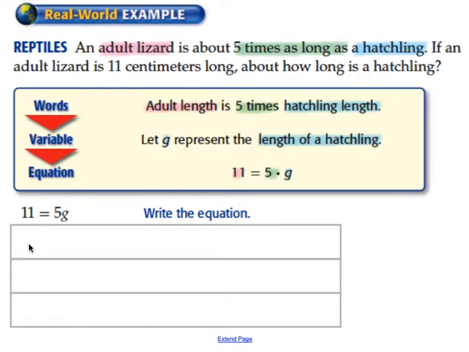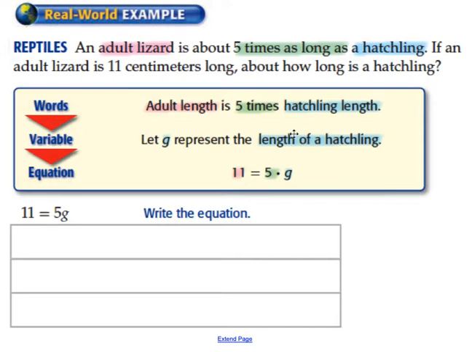Here's a real-world example with reptiles. It says an adult lizard is about 5 times as long as a hatchling. If an adult lizard is 11 centimeters long, about how long is a hatchling? Well, the adult length is going to be 11, right? They told us an adult lizard is 5 times as long as a hatchling. The adult lizard is 11 centimeters. It's 11 centimeters, and it's 5 times as long as a hatchling. So here's our equation: 11 equals 5 times g, where g is the length of the hatchling.